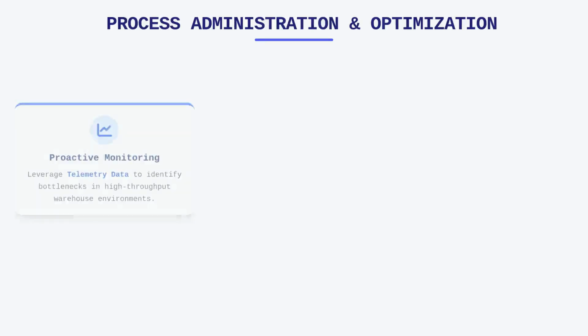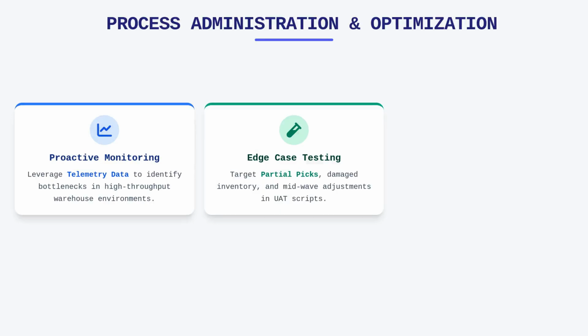Successful administration of these processes requires a proactive stance on monitoring and performance optimization. You should leverage telemetry data to identify bottlenecks in your workflow execution, particularly in high-throughput environments where warehouse activity is constant. Functional consultants should approach this by designing user acceptance testing scripts that specifically target edge cases, such as partial picks, damaged inventory, or adjustments occurring in the middle of a wave.